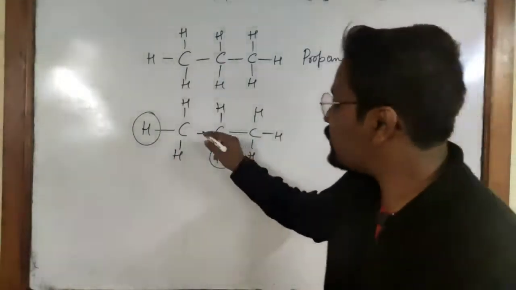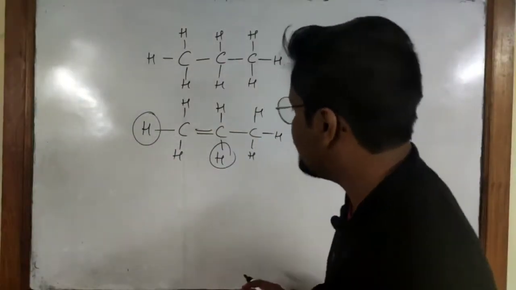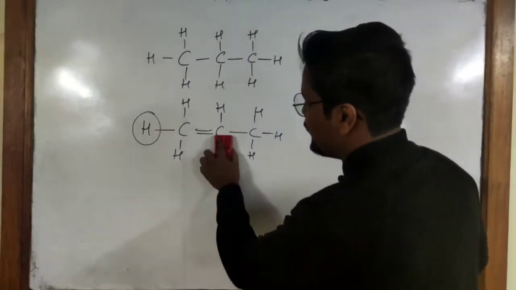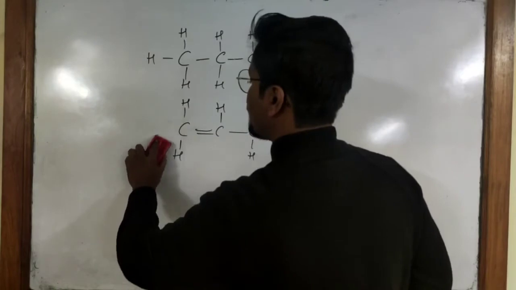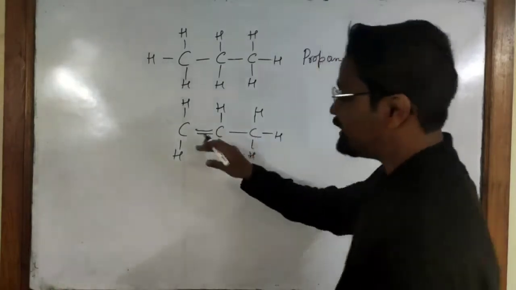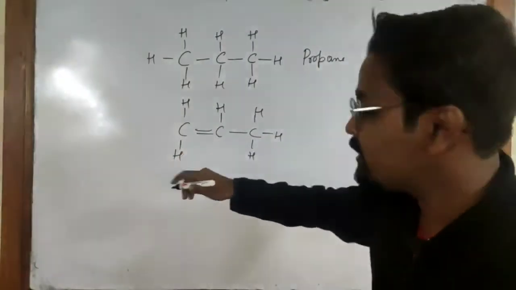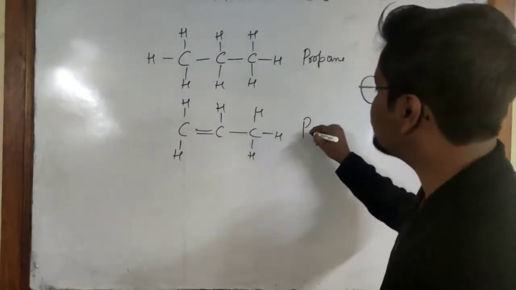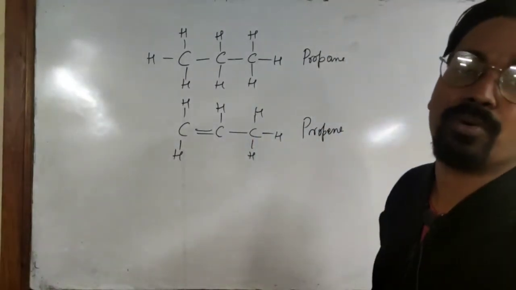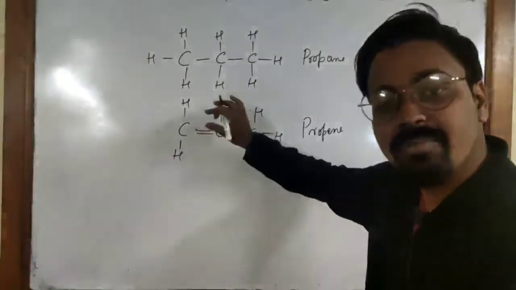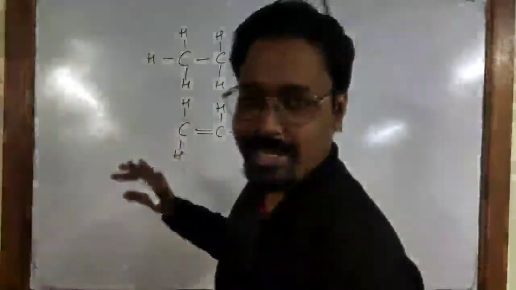That means when it was in double bonded structure, there was a chance that you can add more atoms to the carbon compound. Since it has a chance of adding more elements, the name of the structure is propene. So this is an unsaturated compound, because now you can add more atoms of any element here.